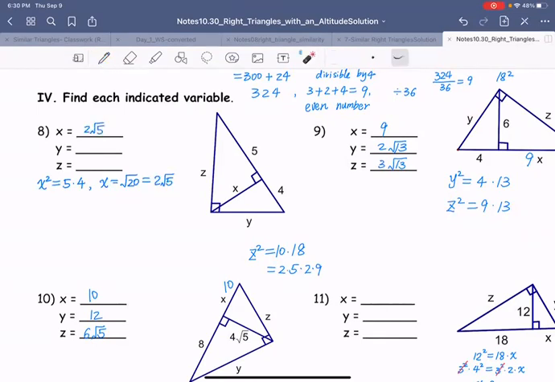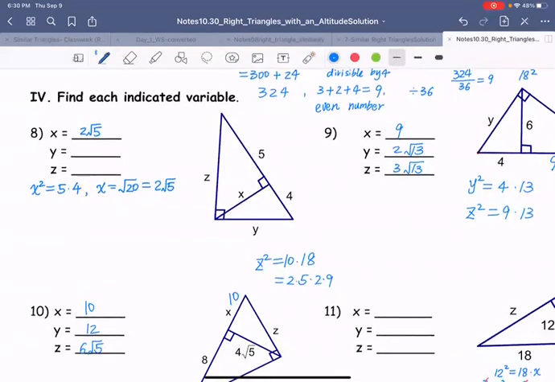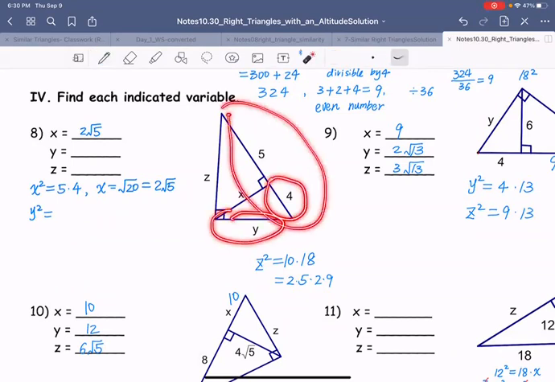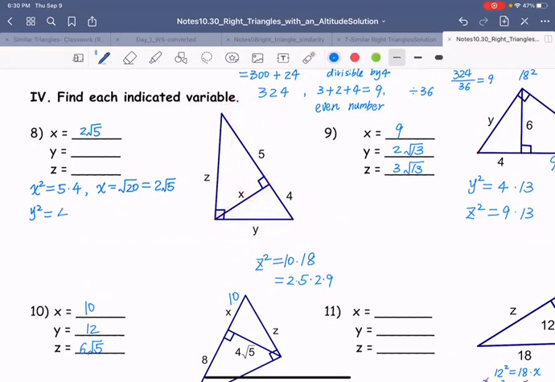Next one. How do we do this one? So y squared equals... This guy square is this piece. y squared equals 4 times 9, right? Yeah, 4 times 9. So y equals 6. Okay. Next one, z.